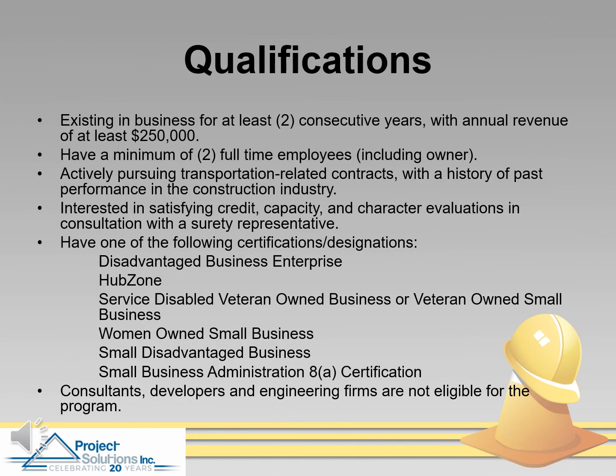The qualifications for this program are a little less strenuous than the qualifications for the SBA program. Your firm must have existed in business for at least 2 consecutive years with annual revenues of at least $250,000. Your firm must have a minimum of 2 full-time employees, which can include the firm's owner. Your firm must be actively pursuing transportation-related contracts and have a history of past performance in the construction industry. Your firm must be interested in satisfying the credit, capacity, and character evaluations during your consultations with surety representatives.